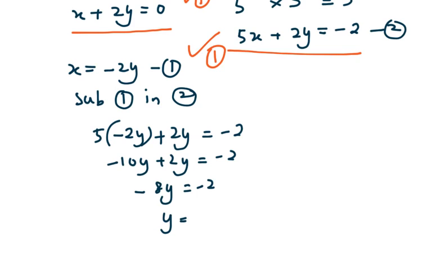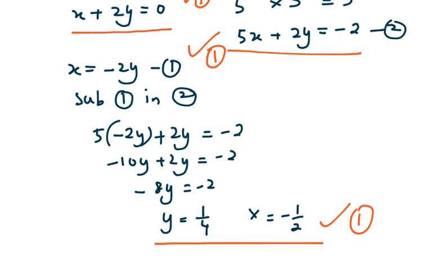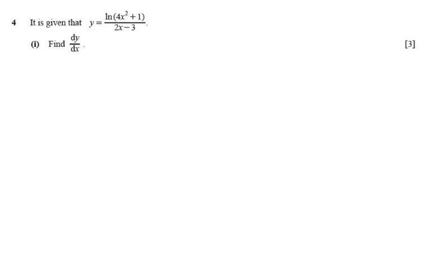Hence y will be equal to 1 over 4. Substituting the y value in either the first or the second equation, you will be able to get x equals negative 1 over 2. With the values of x and y correct, you will be able to get your answer mark. We will now proceed to question number 4. It is given that y equals ln in the bracket of 4x squared plus 1 over 2x minus 1.